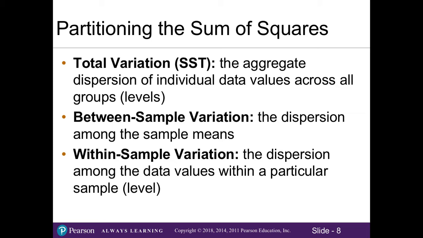To partition the sum of squares, we're dividing things up. So first, we have our total variation. This is the aggregate dispersion or spread of data values across all our groups. For instance, if I look at my 4 sections, a sample of 10 scores in each section, we'll see variation in the test scores at a high level.